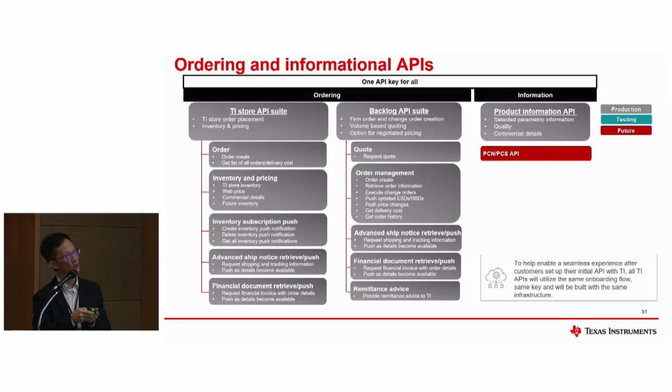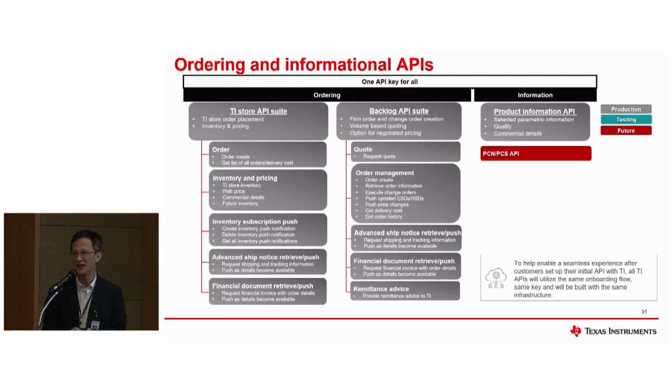Of course, the other one is what we call the product information API. So you're able to get a lot of information from TI. Instead of manually searching for datasheets or other information, you can actually use API to get information in a real-time manner. And of course, moving forward, you also want to integrate this PCM function into the API.